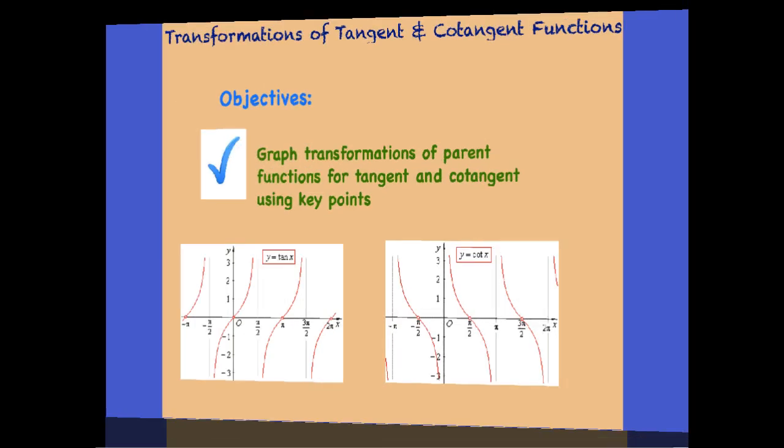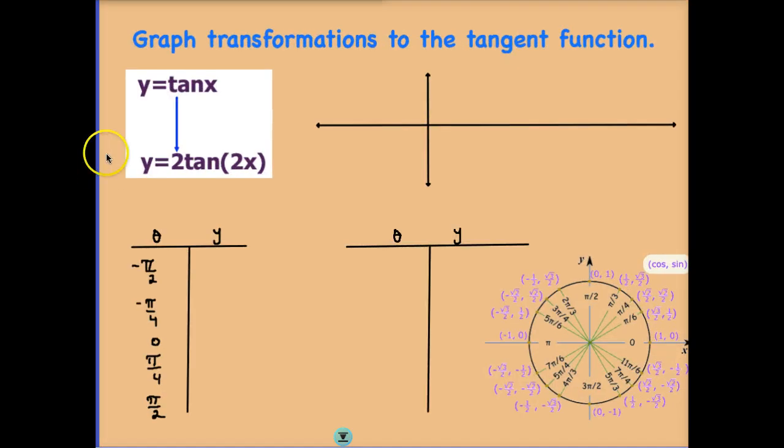Let's start with looking at tangent. Here we have our regular tangent function, and then we have a couple of transformations. By now, you should know that this 2 is a change to the amplitude, and the second 2 is going to be a change to our period. Let's first look at our key points for our tangent function.